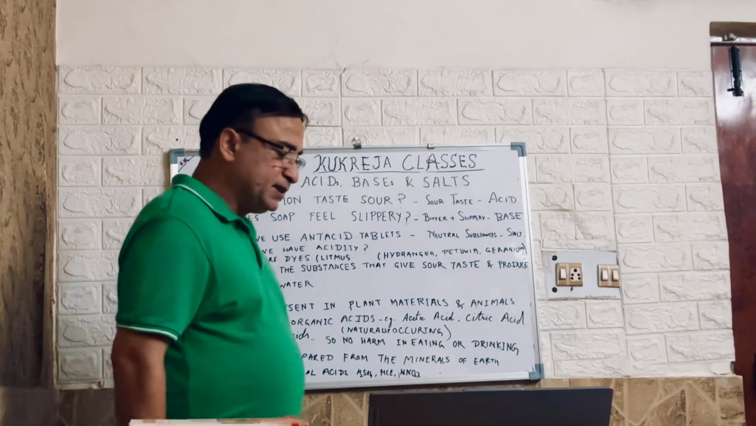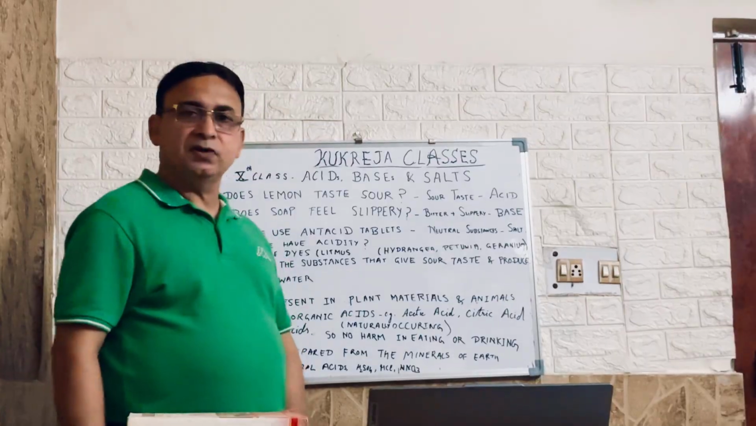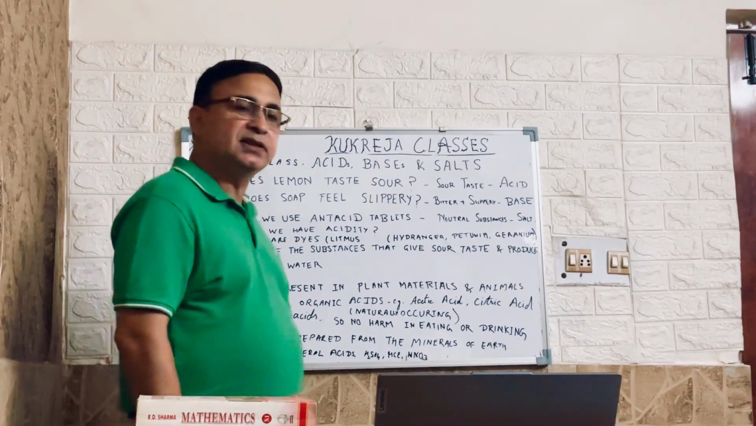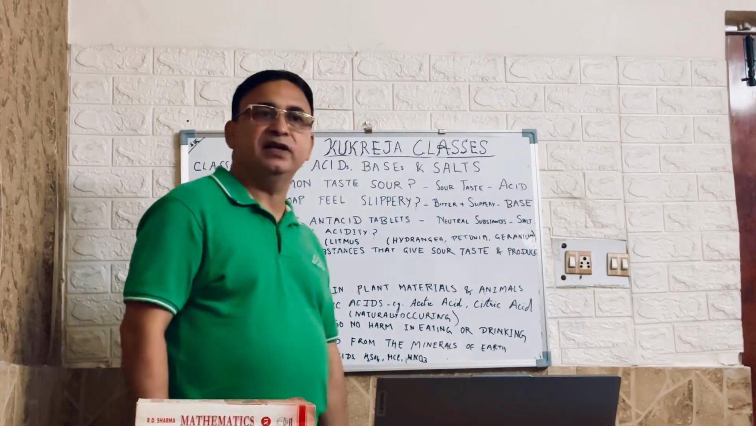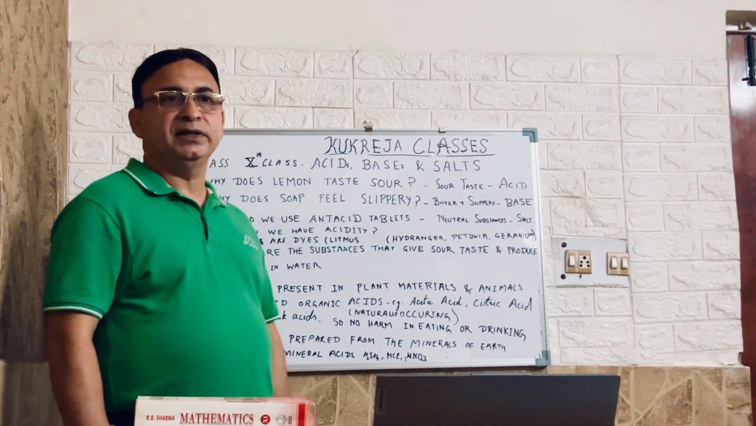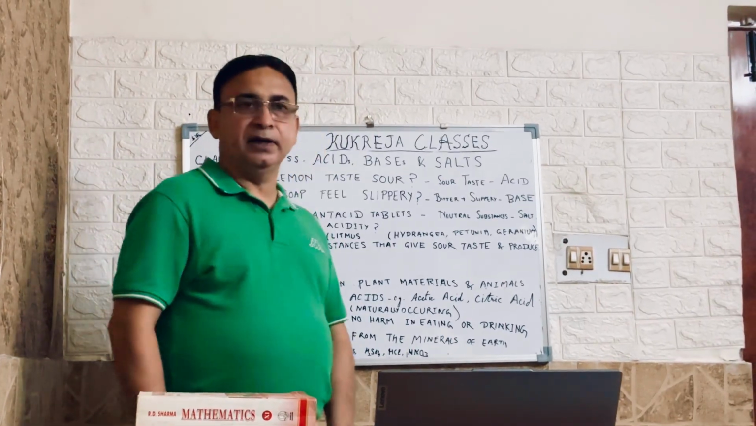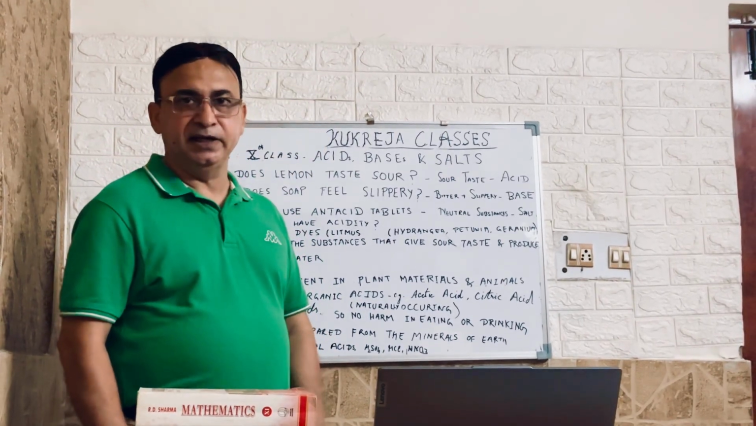There are other acids which are obtained from the minerals of the earth. Those are called mineral acids, like hydrochloric acid, sulfuric acid and nitric acid. Those are very strong acids. They are very strong and very corrosive in nature, so extra care is taken in handling them.